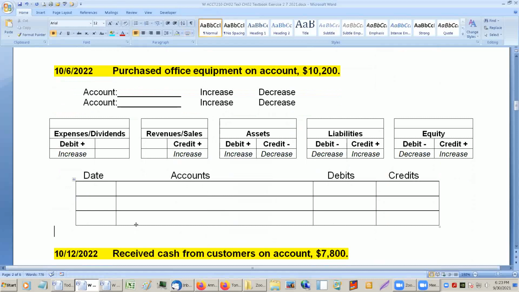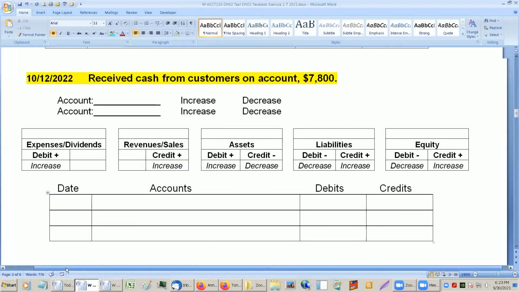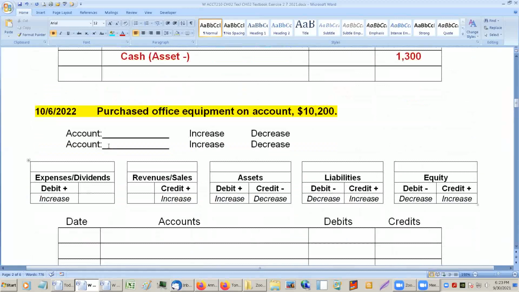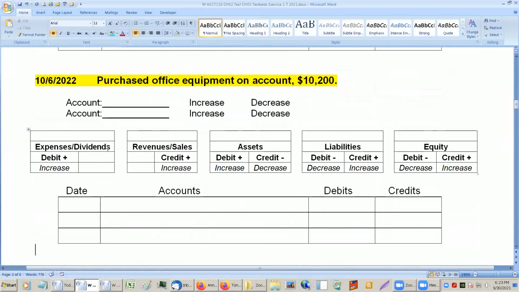Purchased office equipment on account. Purchase office equipment. So what are the accounts we're going to use? Office equipment, and on account, cash. Oh, on account. Accounts payable. Yeah, on account would be accounts payable.